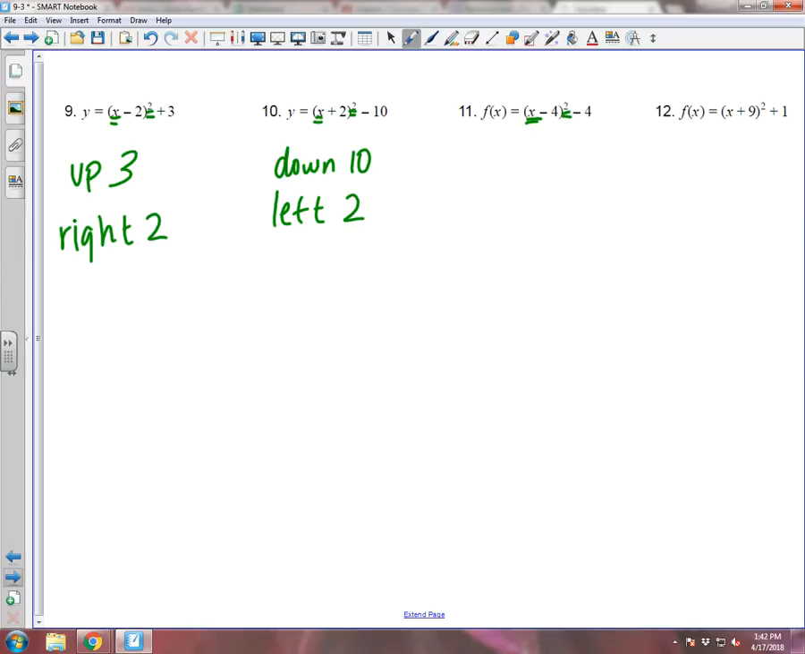What's happening with number 11? He says down 4 because of the minus 4 on the end. And then, which way? Right 4. Don't be in a hurry and thinking that'd be going to the left. And how about number 2?